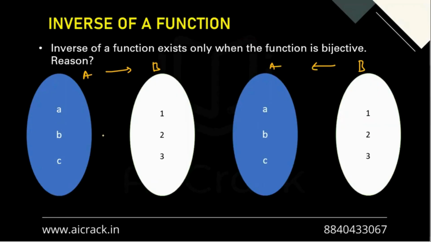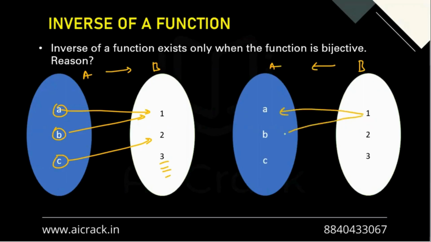Now let's discuss the case of a many-one function. Why can a many-one function not be invertible? Let's say A is being mapped to 1, B is being mapped to 1, and C is being mapped to 2. So we have no mapping for 3. Now let's try to invert it. For inverting it, we just have to reverse the arrows, right?